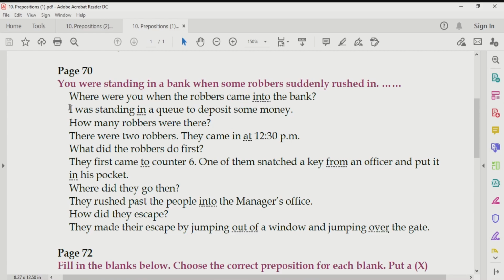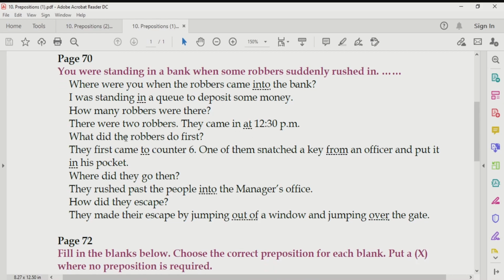Next one. I was standing in a queue to deposit some money. This is very easy to understand. The meaning of the word queue is a line. Even for the morning assembly, you are instructed to stand in a queue. You are not asked to stand into a queue. The next one, how many robbers were there is a question. So the answer is there were two robbers. They came in at 12:30 p.m. Please note whenever you have a time over here we have 12:30 p.m. Whenever you have time, you will always use the preposition at. No using into, no using in or to or any other ones.